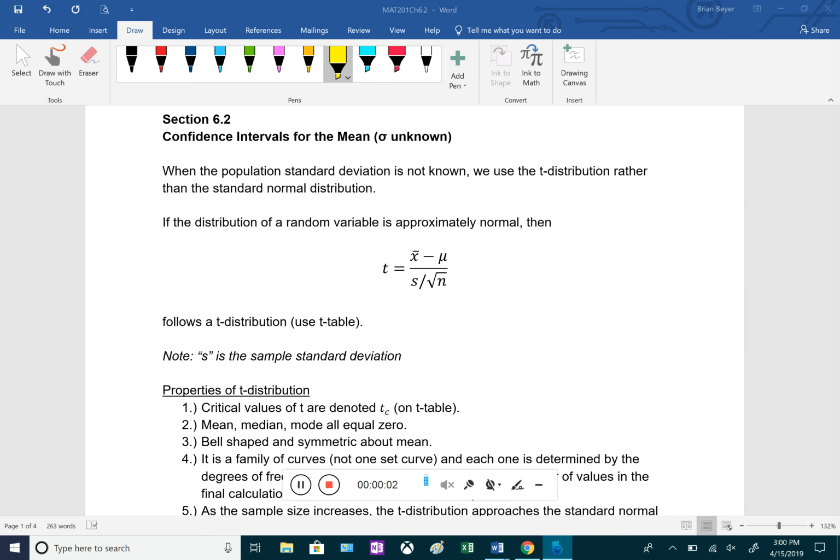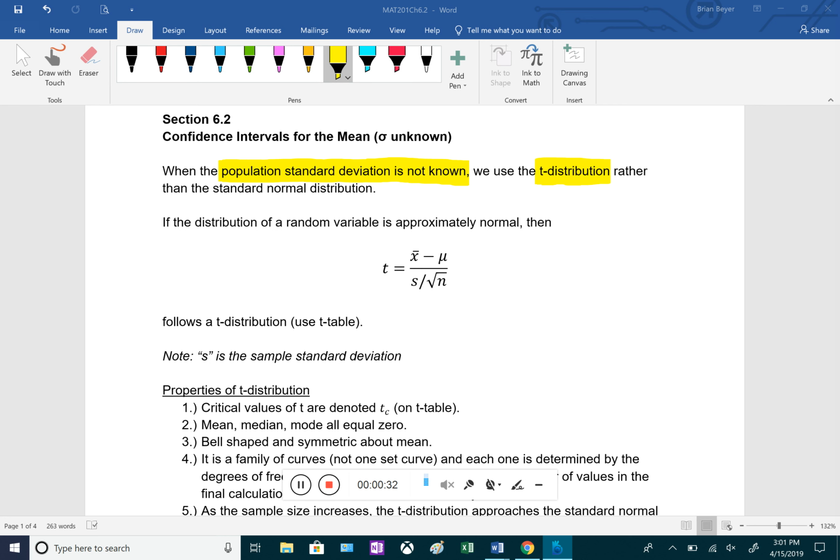And chapter 6.2 is confidence intervals for the mean when sigma is unknown. So when the population standard deviation is not known, we are using the t-distribution rather than the z-distribution. So if we have sigma, it is the z-distribution in the z-table. If we do not have sigma, if we have the sample standard deviation, then we're using the t-distribution, and we'll use the t-table for that.